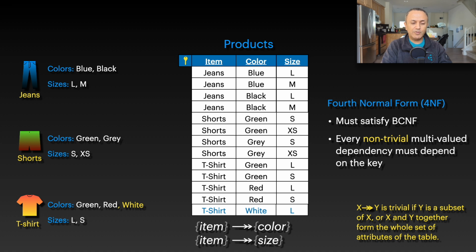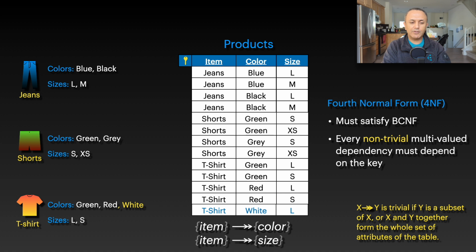So let's look at the two dependencies that we have. Are they trivial or not? Color is not a subset of item, right? Size is not a subset of item. So this part is not the case. Do item and color constitute all the columns in the table? No. Are item and size all the columns in the table? No. So then those two multi-valued dependencies are not trivial.